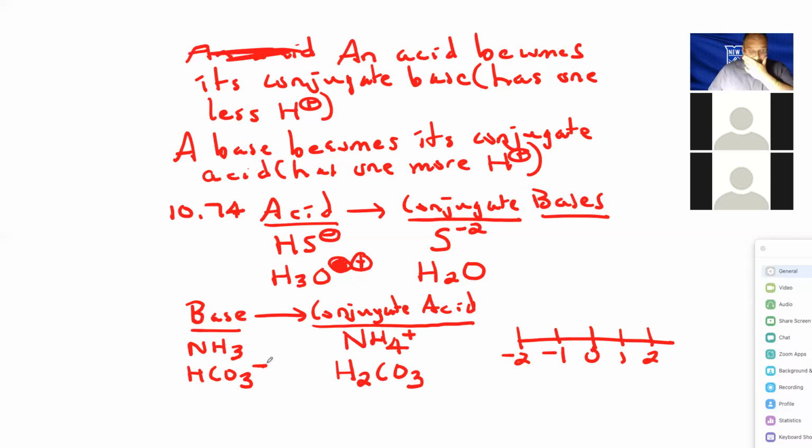What about the charge? The charge in HCO3 is -1. If I put in a plus, what does the charge become? The charge becomes 0. So H2CO3 would be the formula for the conjugate acid. All right.